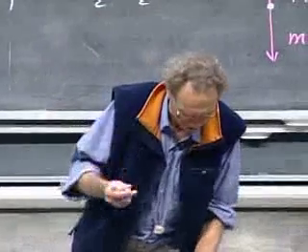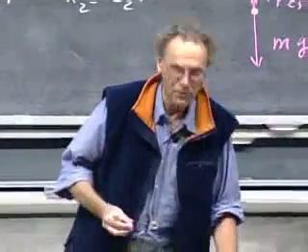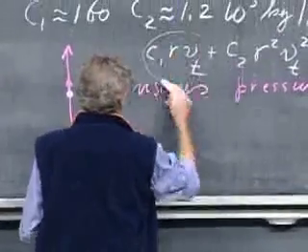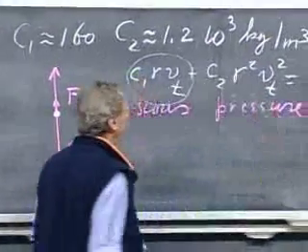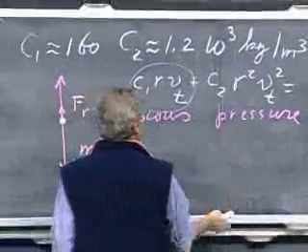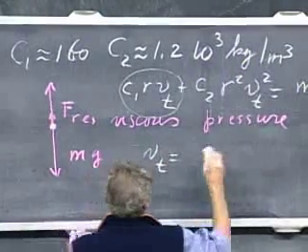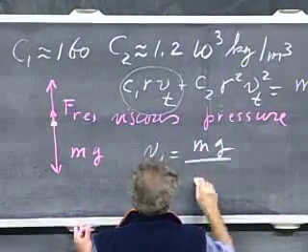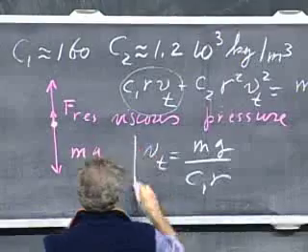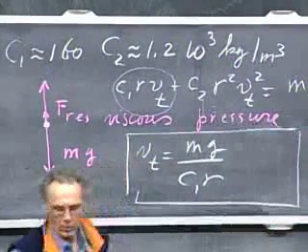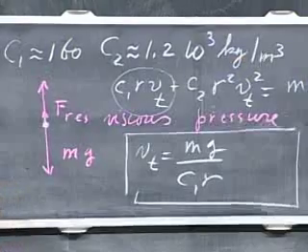So the speed will remain way below 100 miles per hour, and therefore this is a term that will dominate, and this term can be completely ignored. And if that term can be ignored, you can see that immediately the terminal velocity is going to be mg divided by c1r. And that, by the way, for our 1/4 inch ball bearing, turns out to be something like 2 centimeters per second.